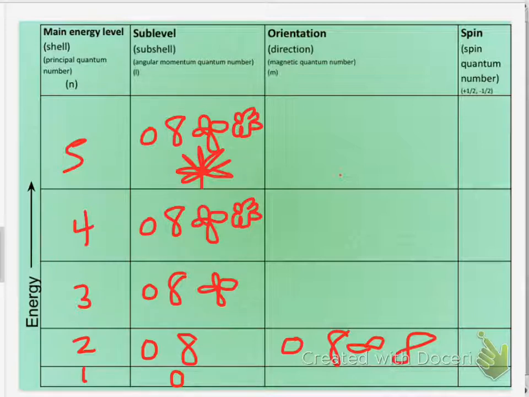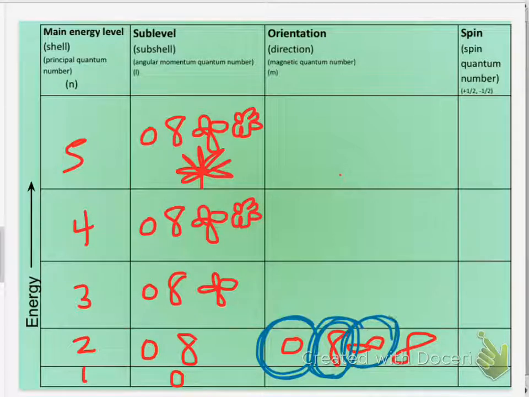In this 2s orbital, how many electrons are there? 2. In this 2p orbital, how many electrons are there? 2.